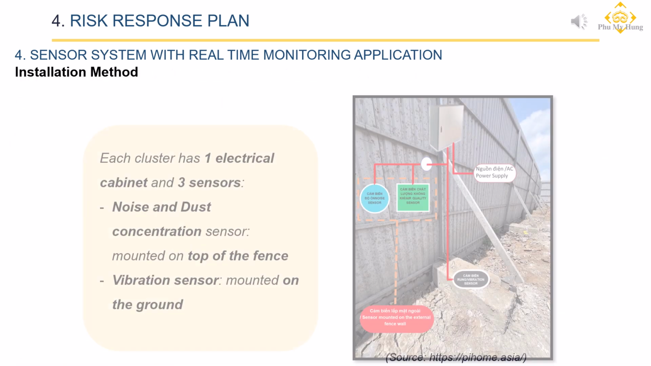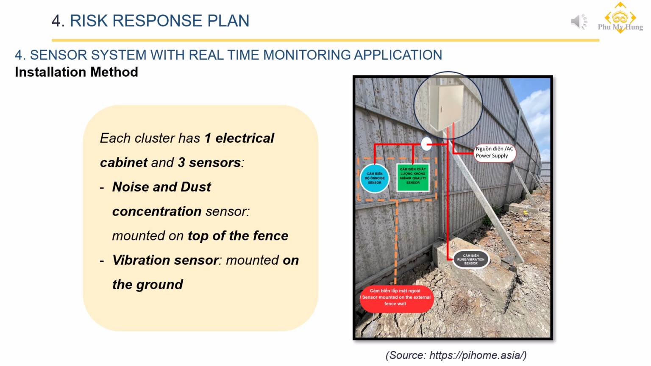Each monitoring unit will include 1 electric cabinet and 3 types of sensors: noise, emission levels, and vibration. The noise and emission sensors will be mounted on top of the fence, while the vibration sensor will be embedded in the ground.